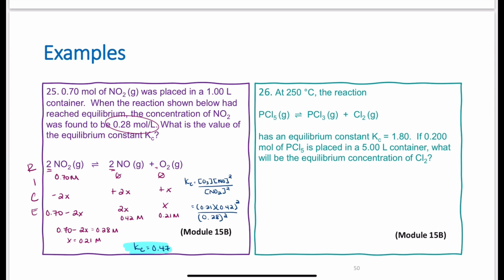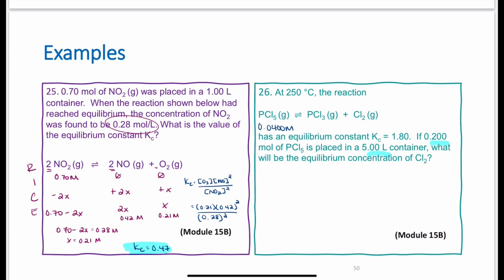26, we're on the home stretch, 5 more. At 250 degrees C, the reaction of PCl5 in equilibrium with PCl3 and Cl2 gas has an equilibrium constant Kc of 1.80. If 0.20 moles PCl5 is placed in a 5 liter container, what will be the equilibrium concentration of Cl2? Well, first, I'm told 0.2 moles in a 5 liter container. So that means the concentration here is 0.0400 molar.